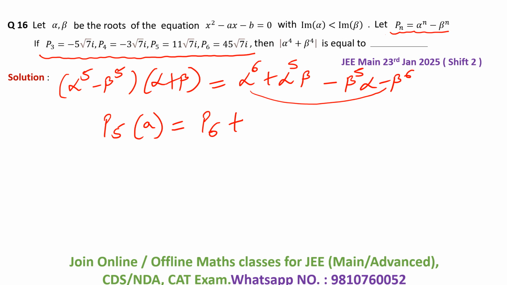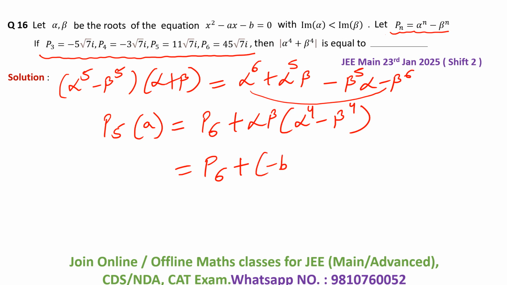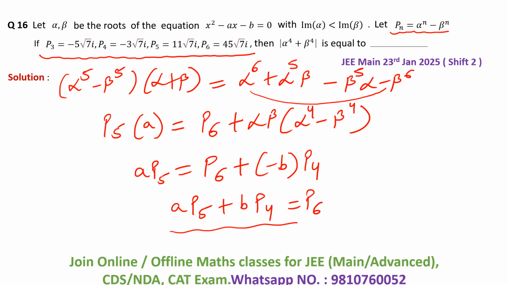And from the remaining two terms, take out alpha beta common. Inside the bracket, you will be getting alpha power 4 minus beta power 4. So this can further be written as P6 plus, now what is alpha beta? It is minus B. And what is alpha power 4 minus beta power 4? It is P4, right? So we will be getting the equation A into P5 plus B into P4 equal to P6. Now students, we have the values of P4, P5 and P6.